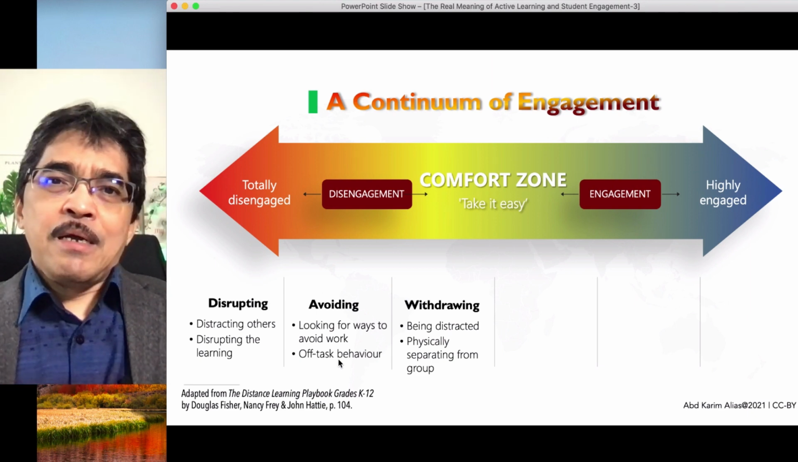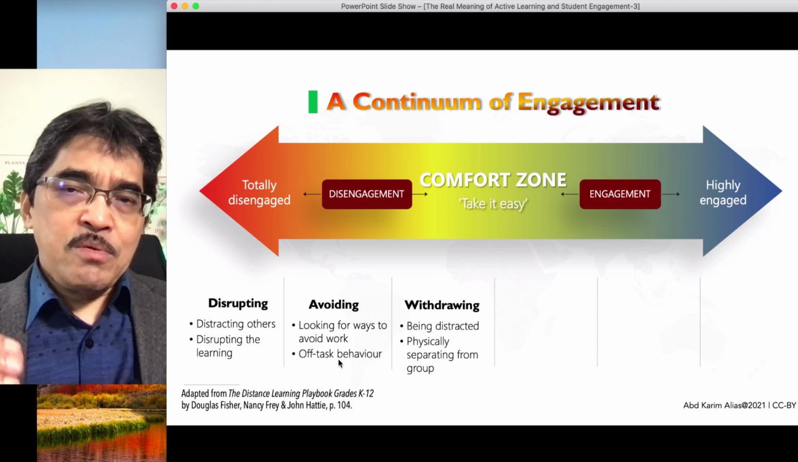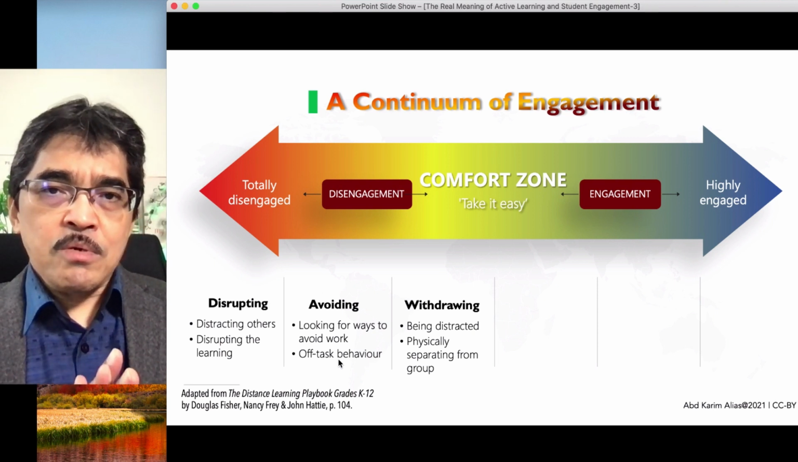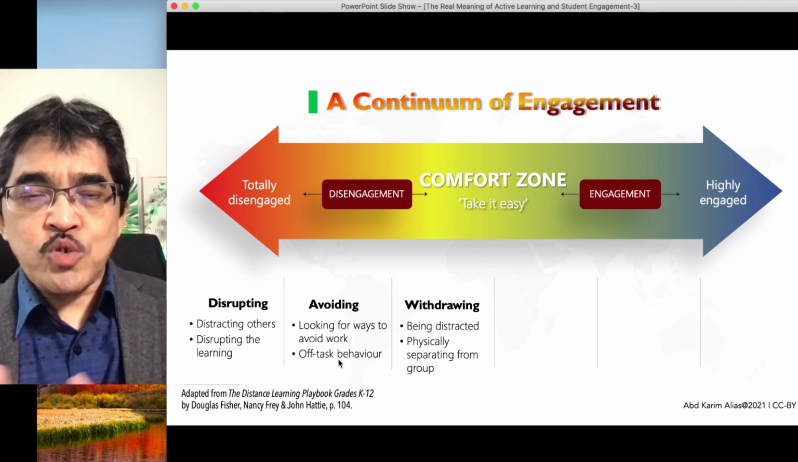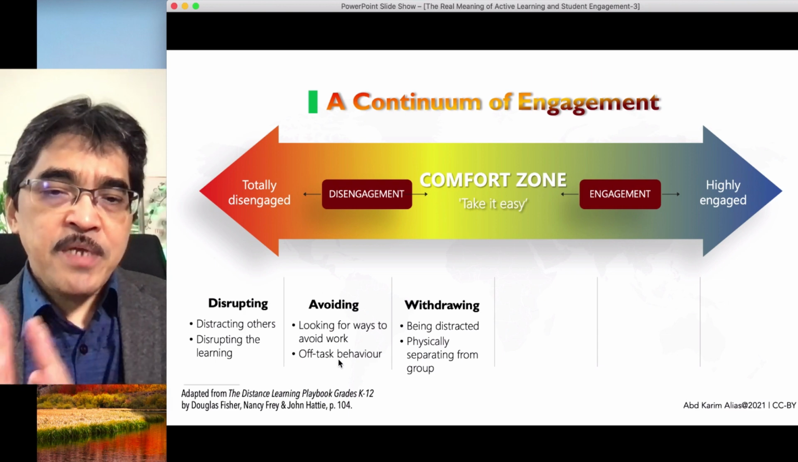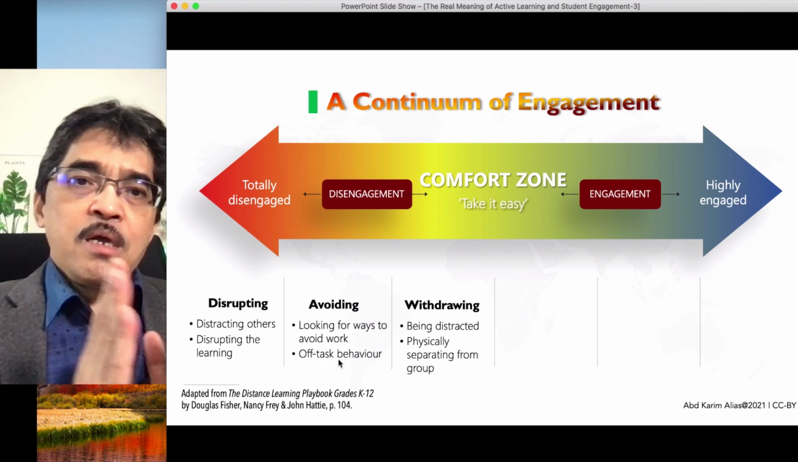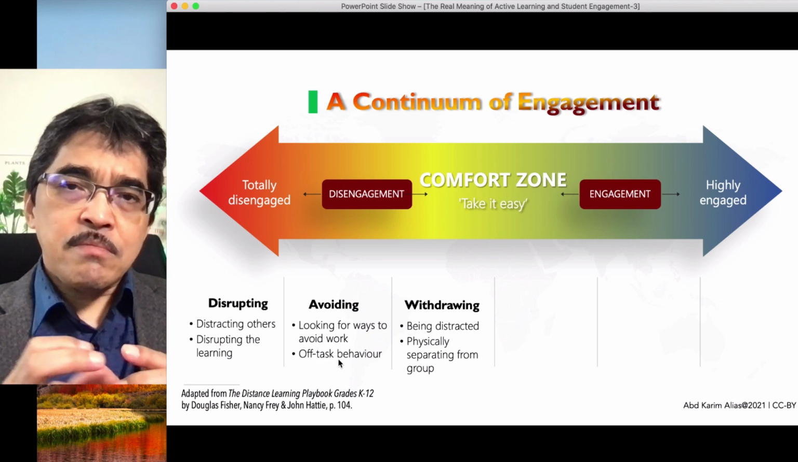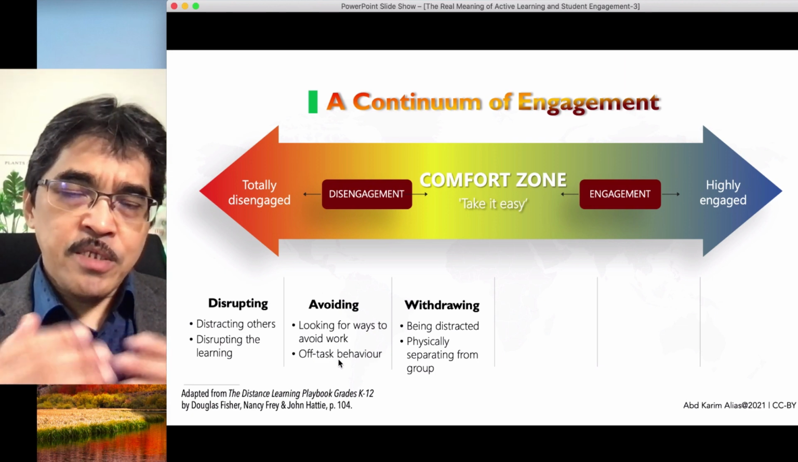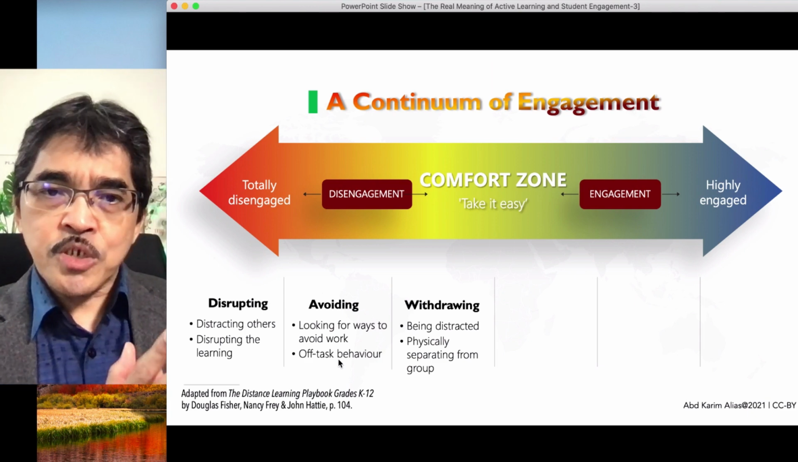They are not really doing the thing that we ask or we want to get them to do. So this is a so-called off-task behavior. So avoiding is a situation where students get more and more disengaged.